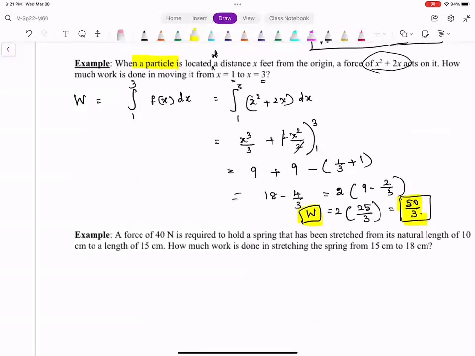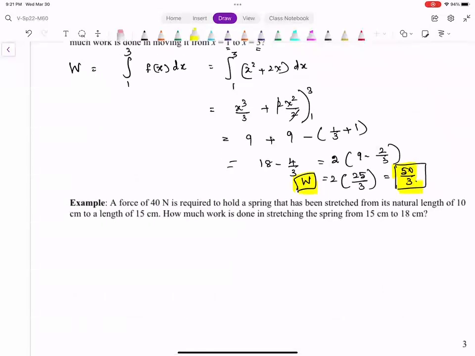Try the next example. A force of 40 Newton is required to hold a spring that has been stretched from its natural length of 10 centimeter to a length of 15 centimeter. How much work is done in stretching the spring from 15 centimeter to 18 centimeter? So the first step is to find the constant K.